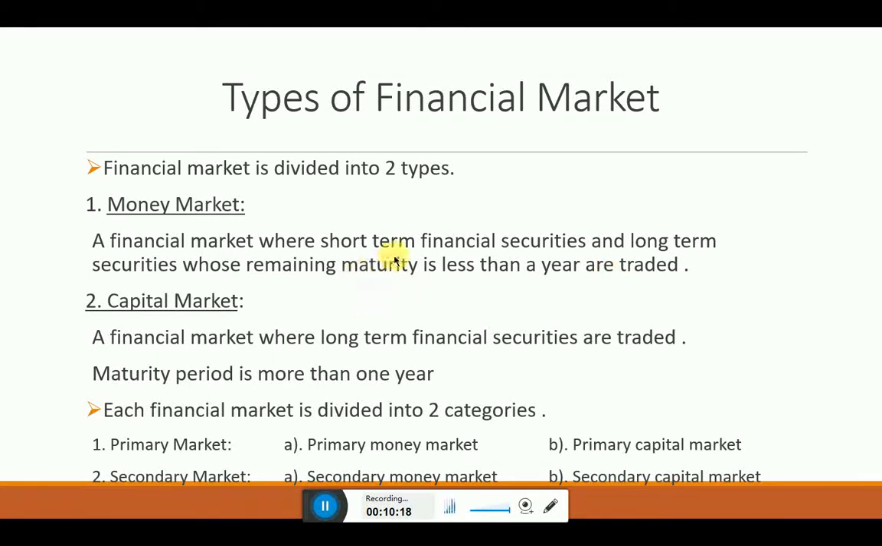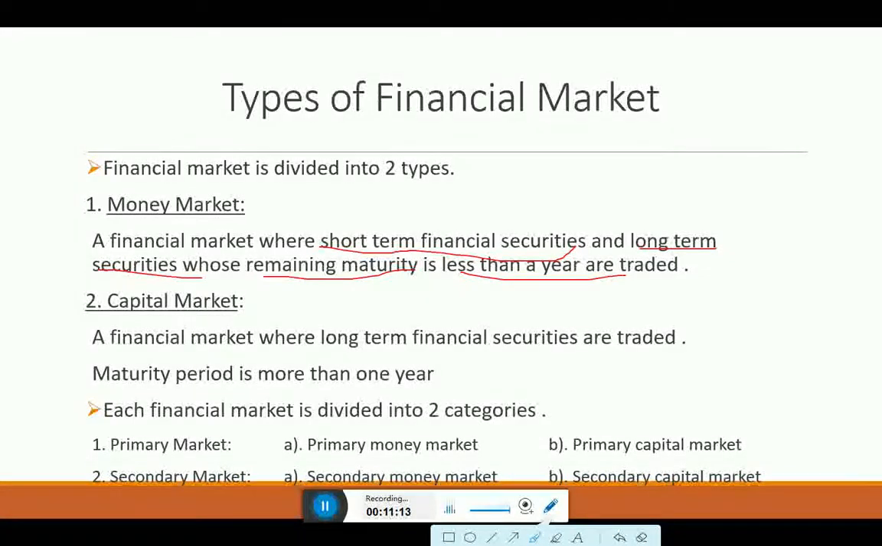So, there are a few concepts that we would discuss before understanding what the money market is and how it works. The first one is that the money market is a financial market where short-term financial securities, right? So here we say short-term financial securities and long-term financial securities whose remaining maturity is less than 1 year are issued and traded. Okay. Now, once again, we have to go back to the previous slide in order to understand this one. Previously, we said that the financial market is basically a market where financial instruments are issued and traded. Remember, issued and traded.